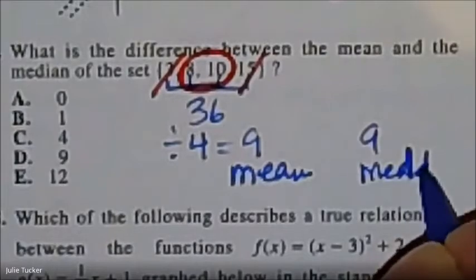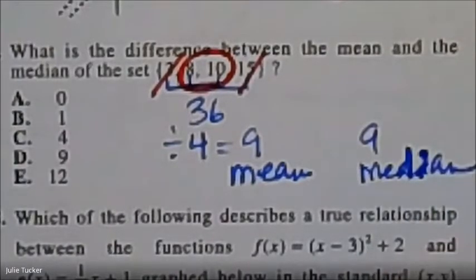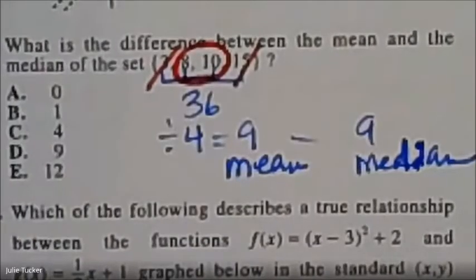They want the difference between the mean and the median. What's going to happen if you subtract those? 0. Good.